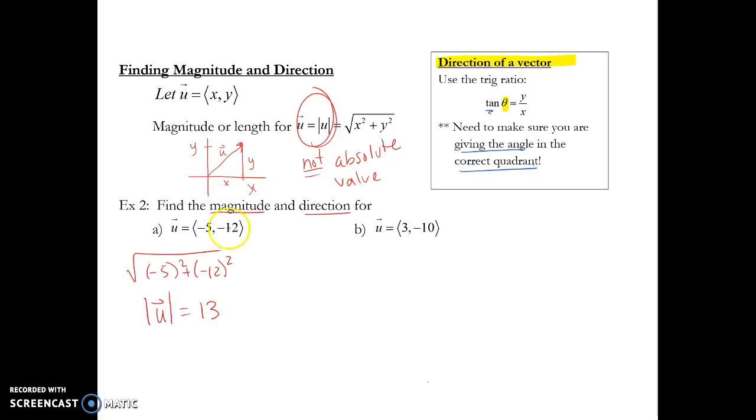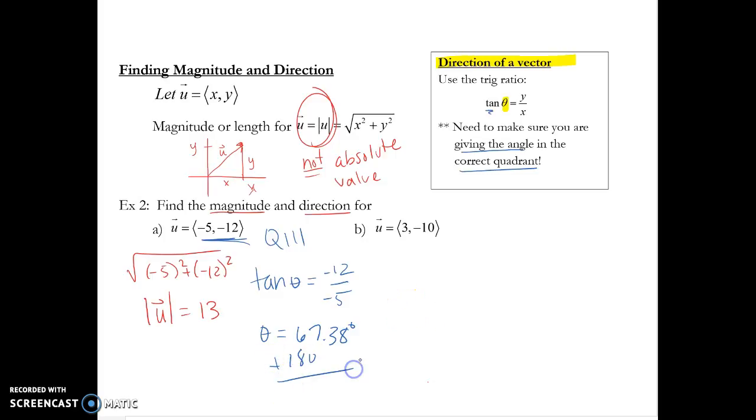So if I look at vector u over here in problem A, since both x and y are negative, I know that I'm in quadrant 3. So if I do tangent of theta equals y over x, I'm going to get a positive value. And after I plug this in the calculator and do tan inverse in degrees, I will get 67.38 degrees. However, I know that that's not the right quadrant for this angle, and I need to add 180. So my overall angle is 247.38 degrees. So magnitude and direction. Go ahead and try part B, and then unpause the video when you're done.